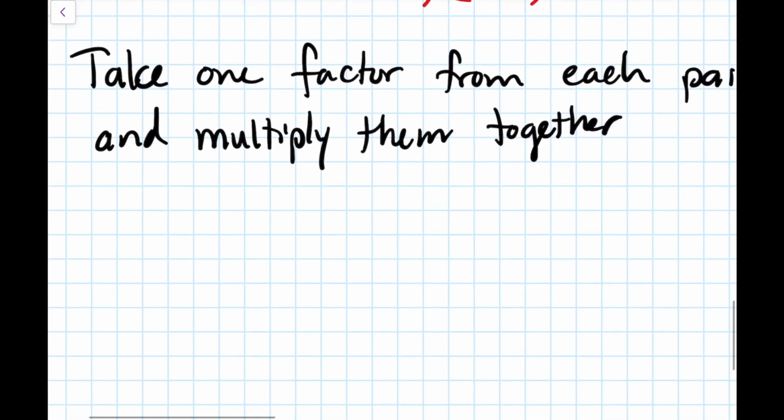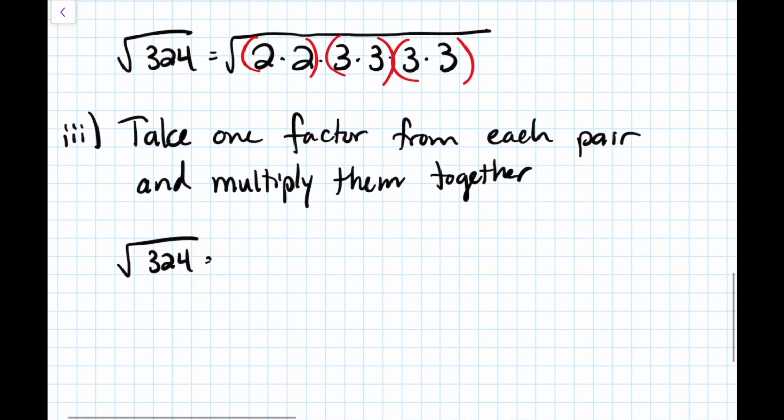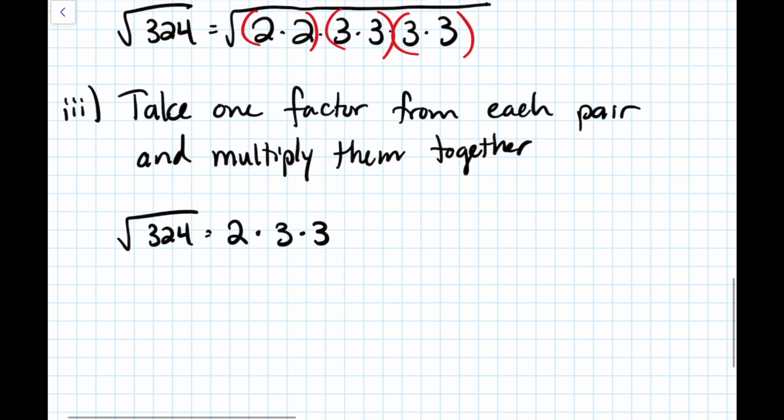So we're going to take those things and combine them together, and that's how we're going to get our square root. So for the square root of 324, we've got one pair of 2s, so we'll have 1 2, and we've got 2 pairs of 3s, so we'll have 2 3s once everything's said and done. And then we just multiply all that together. So 2 times 3 times 3, that's 18. And that is our square root.